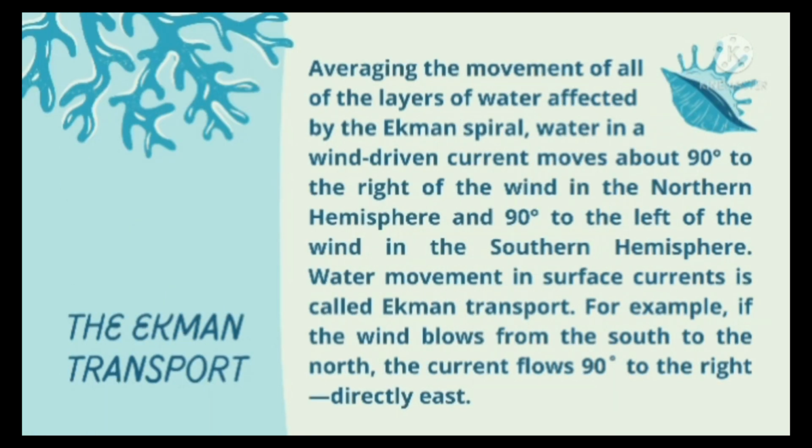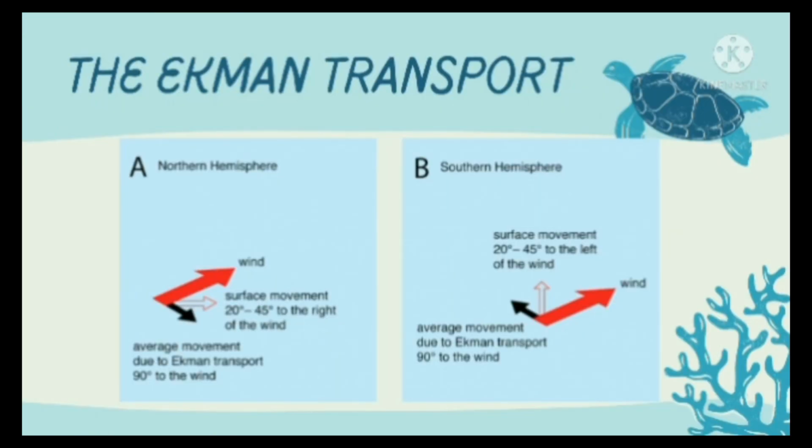An Ekman transport does not only extend from left to right on the surface of the ocean, but it also goes deeper, and as it reaches the deeper part or the hadal part, the process and the rotation continues. Both diagrams show the northern and the southern hemisphere and their average movement through the Ekman transport 90 degrees to the wind in right and left directions.